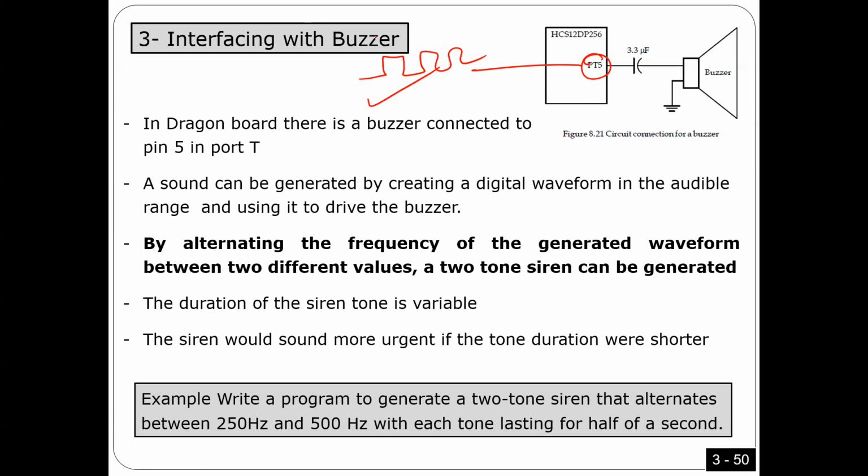However, the frequency of this square wave should be in a certain range. What do I mean? We as humans, our ear can only understand, or can only hear, some frequencies, right? You get what I'm saying?